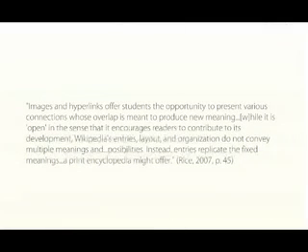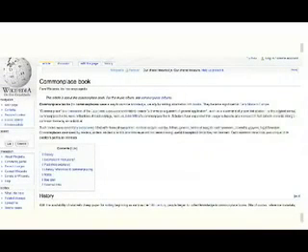This is a point that has been brought up by compositionists such as Jeff Rice. He says, images and hyperlinks offer students the opportunity to present various connections whose overlap is meant to produce new meaning, which is a good thing. While it is open in the sense that it encourages readers to contribute to its development, Wikipedia's entries, layout, and organization do not convey multiple meanings and possibilities. Instead, entries replicate the fixed meanings a print encyclopedia might offer. So in this way, we can see the authority of a predominant model of learning is often still based in print-based, linear structured arguments, which is not what Web 2.0 and hyperlinks are supposed to afford us.